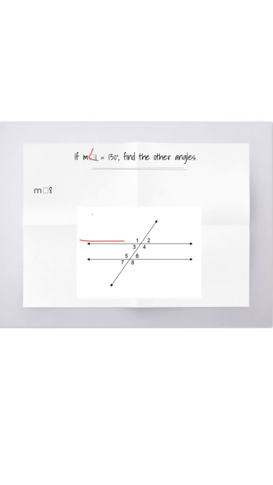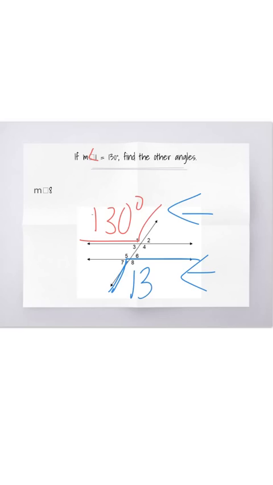Again, angle 1 is 130 degrees, and we want to find out what angle 8 is. If you notice, they are on the opposite side of the transversal, and they are both outside the parallel lines, which means that they are alternate exterior angles, and that means they are equal. So we know angle 8 is 130 degrees, just like angle 1.